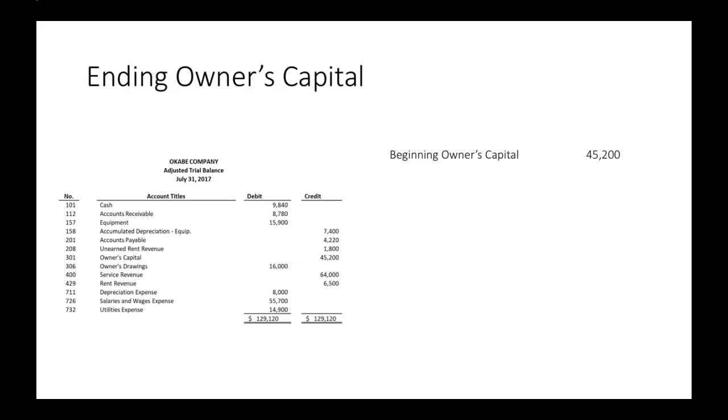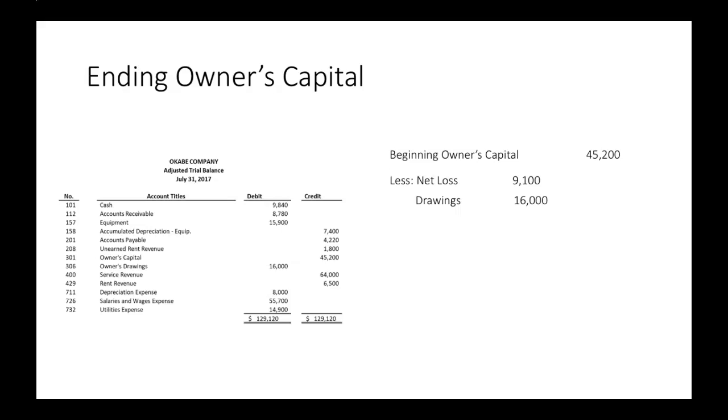We do have some things that are going to be subtracted. First, we subtract our net loss. That was the amount that we found when we took our revenues minus expenses. That's not the only thing that will be subtracted, though. The other piece that's subtracted on an owner's equity statement is your owner's drawings. We see our owner's drawings there on the adjusted trial balance, and they're $16,000.